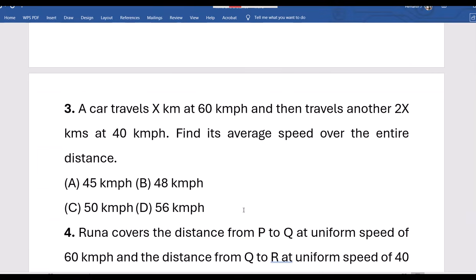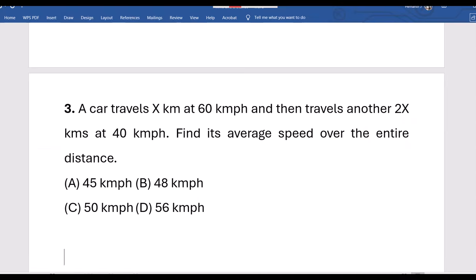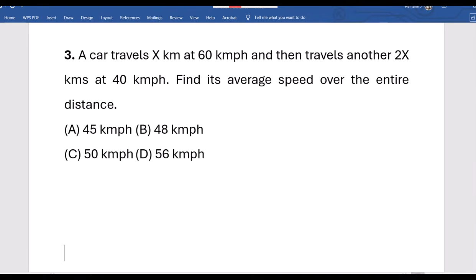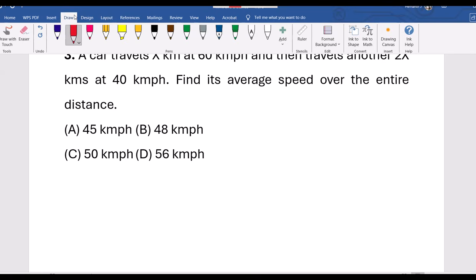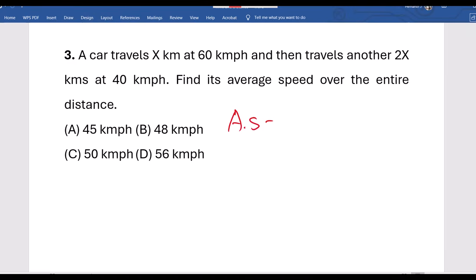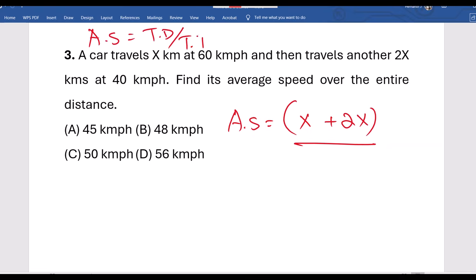Average speed. What is average speed? Total distance divided by total time. Here, what is the first distance? X kilometers. Next distance? 2x. Right? Okay, average speed we already discussed. It is total distance divided by total time. Speed is distance by time. Average speed is total distance divided by total time.